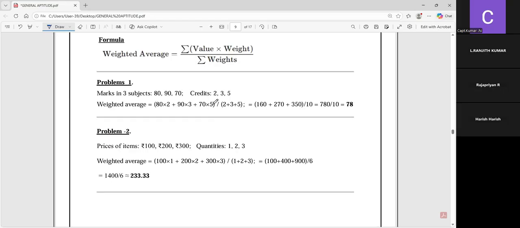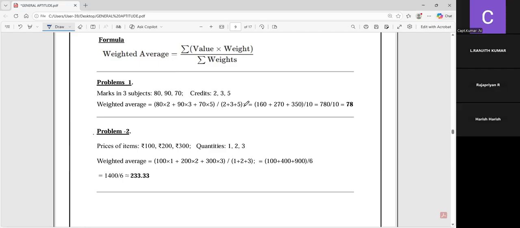Okay, this is one problem. After that, we'll go on. See the second one, good and easy and very important. The price of the item is 100, 200, 300. There are 3 items. So the item values are given: 100, 200, 300. And the quantities: the first one is one quantity, 200 maybe two quantity, 300 maybe three quantity. What is the weight of this?